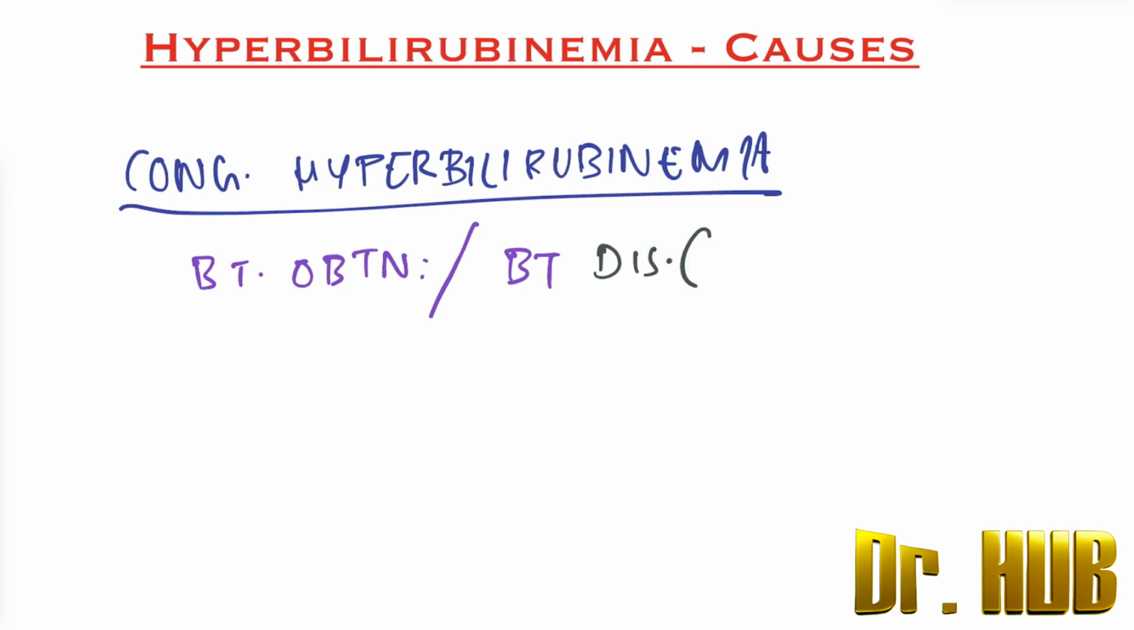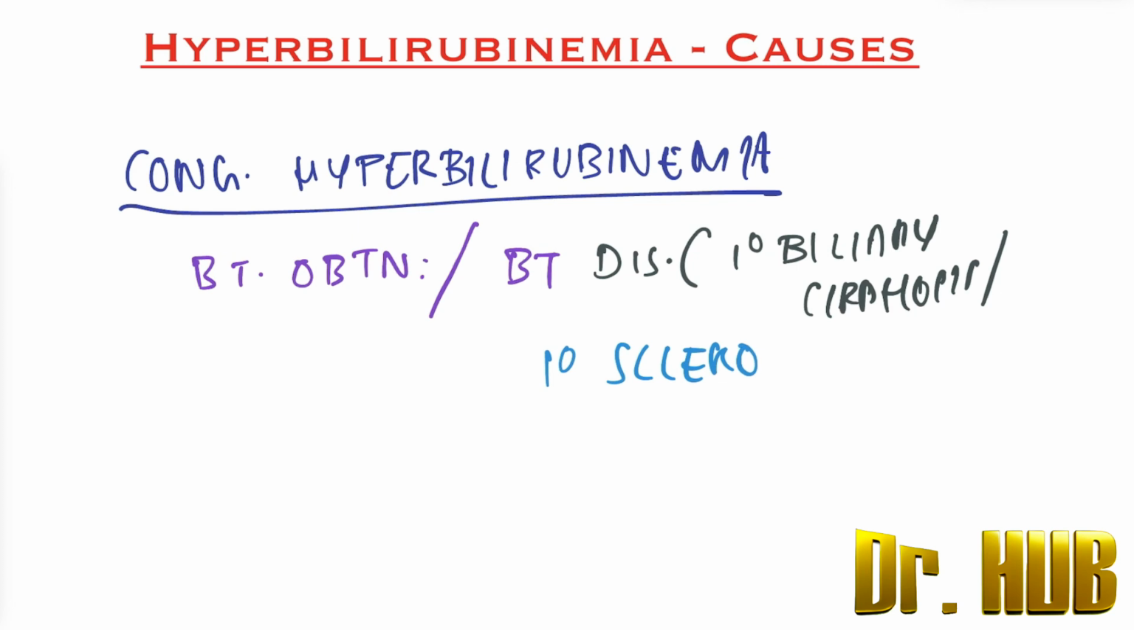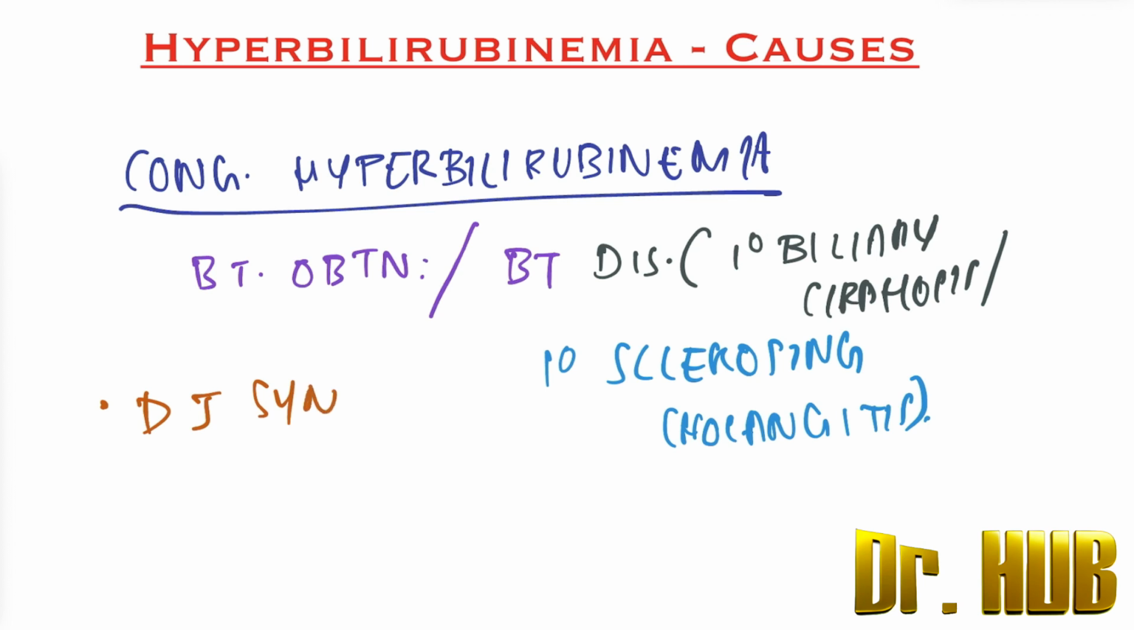It includes bile tract diseases such as primary biliary cirrhosis and also primary sclerosing cholangitis. Then in terms of conjugated, there is also Dubin-Johnson syndrome, DJ syndrome. Next is Rotor syndrome, and there is also benign recurrent intrahepatic cholestasis.